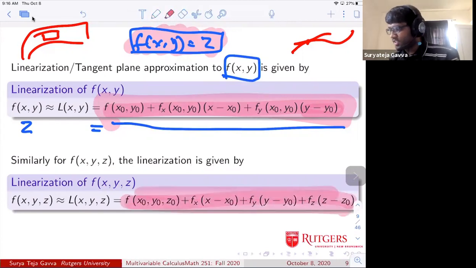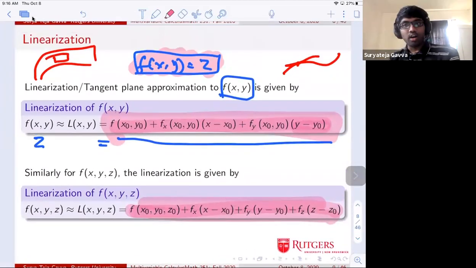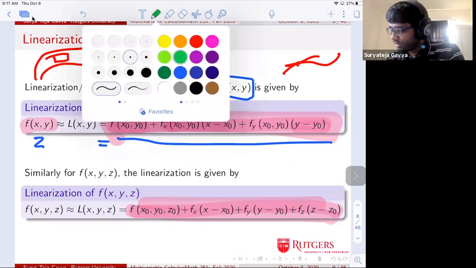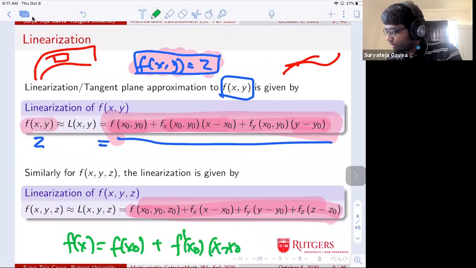Essentially, geometrically, that is the idea. We are writing the equations of tangent planes. But what is that? You can see, this is easy to remember. This is like in one variable: f of x is related to f of x0 plus the derivative times x minus x0, right? That's what you have in one variable. If you remember, f of x will be f of x0 plus f prime of x0 times x minus x0.